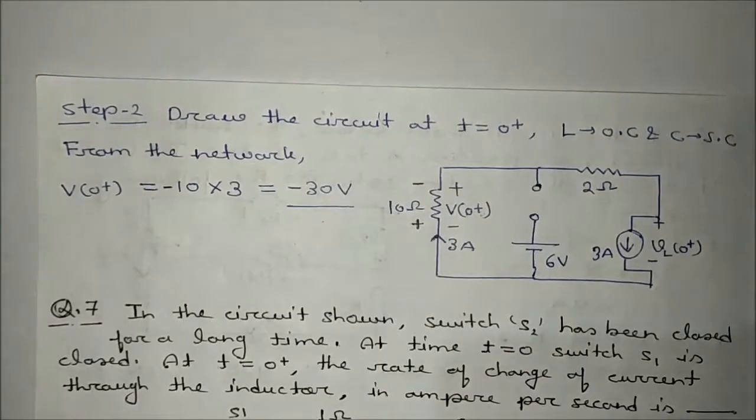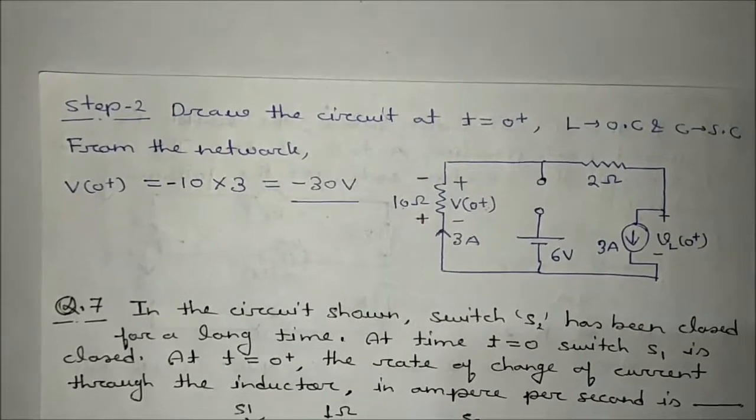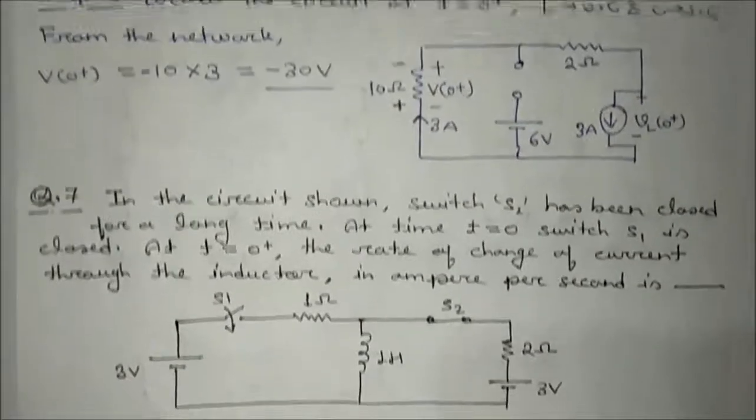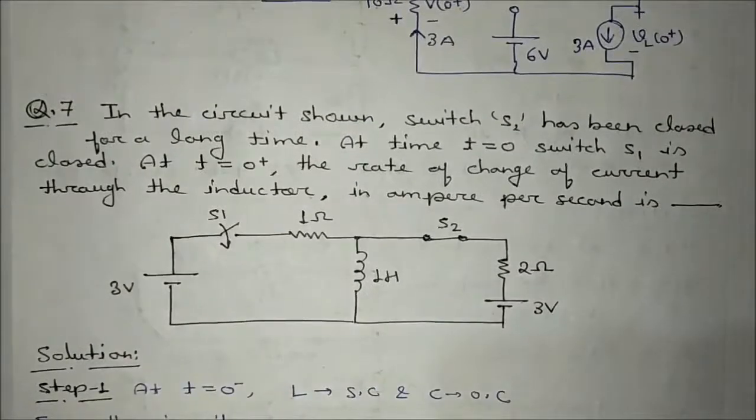Now moving to the next problem. What is the next problem? That is the 7th one. It is saying that in the circuit shown, switch S2 has been closed for a long time. At time T is equal to 0, switch S1 is closed. And at T is equal to 0 plus, the rate of change of current through the inductor in amperes per second is how much? Okay, so again we will do the same approach.